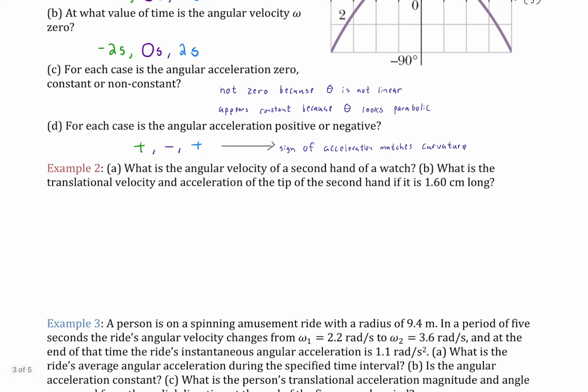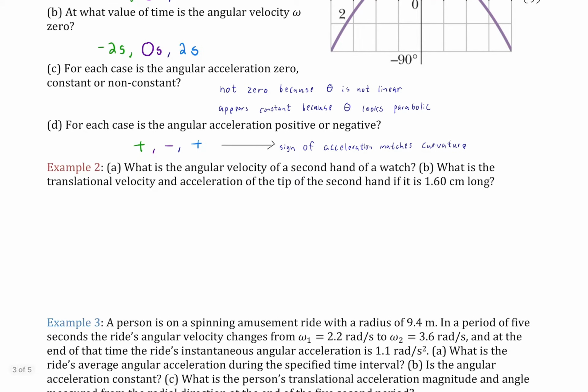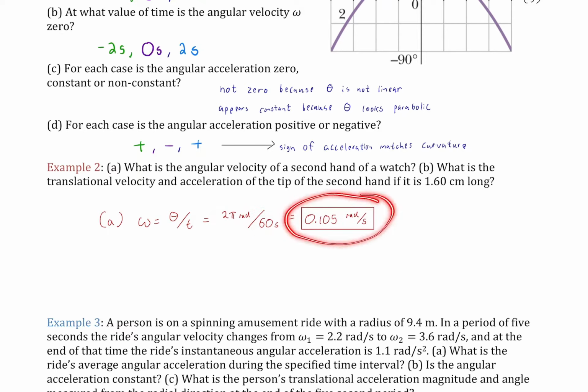All right, now let's do another quantitative example. What is the angular velocity of a second hand of a watch? What is the translational velocity and acceleration of the tip of the second hand if it is 1.6 centimeters long? We're going to use omega equals theta over t, like we did in example 1. It's just 2 pi radians over 60 seconds, because it makes a revolution every 60 seconds. That's what a second hand does, which means it has an angular velocity of 0.105 radians per second. Not particularly fast.